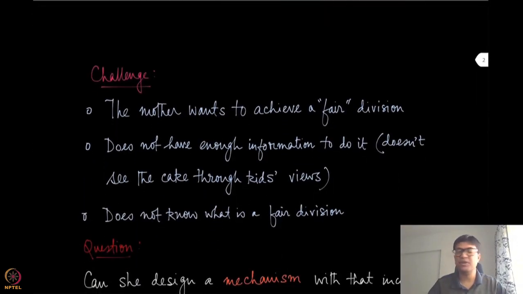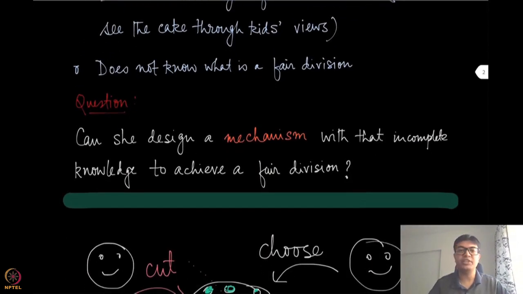Before that, let's list down the challenges. The mother wants to achieve what we will call a fair division, fair as in envy-free, but the mother does not have enough information to do that. In other words, she does not even know what a fair division is. So how can you still do a fair division without knowing this information? This naturally brings us to the situation of mechanism design. Can she design a mechanism such that, with this incomplete information, the mother can achieve a fair division?